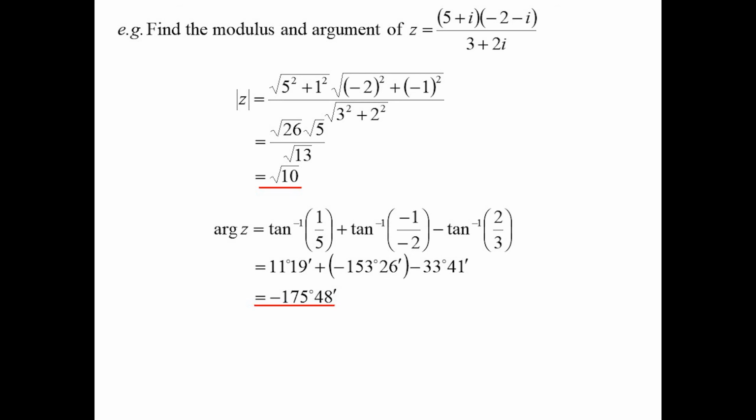So we could work out our new complex number by going, well, that's going to be root 10 times the cosine of this angle plus i times the sine of this angle. It'll be an approximation, of course, because we didn't end up with a nice, neat, exact number, but it'll get us pretty close to what the answer should be if we needed to.